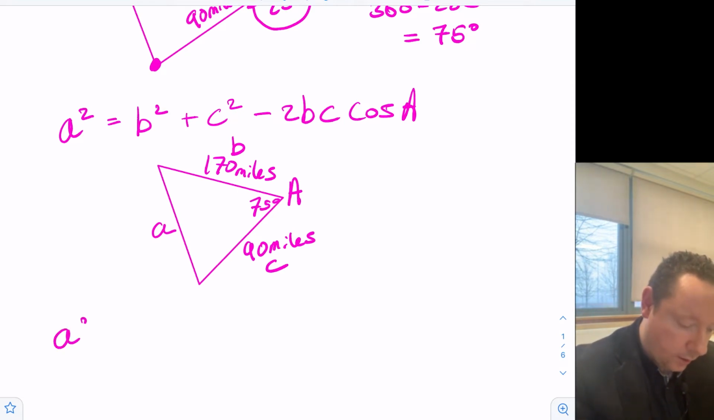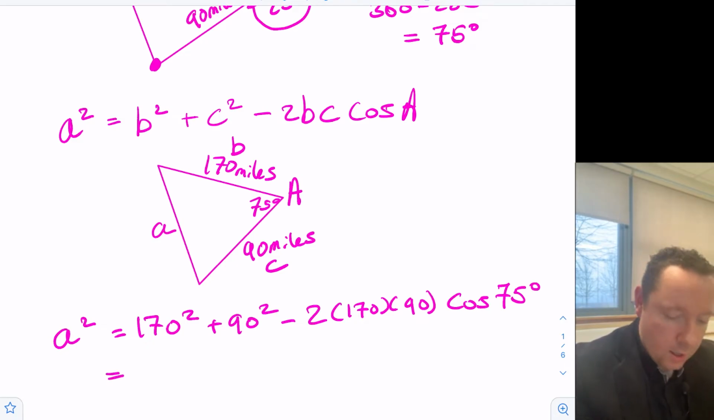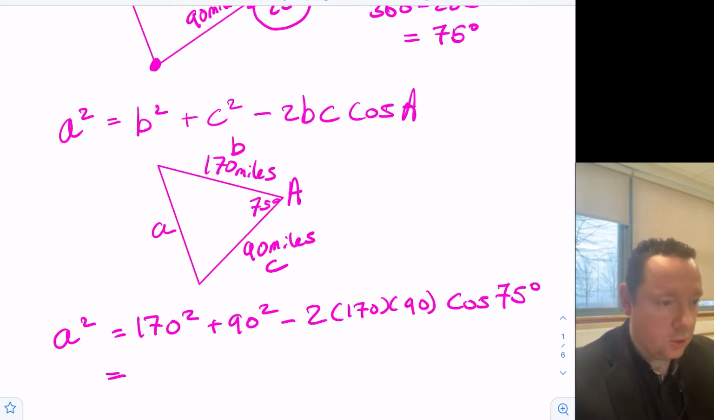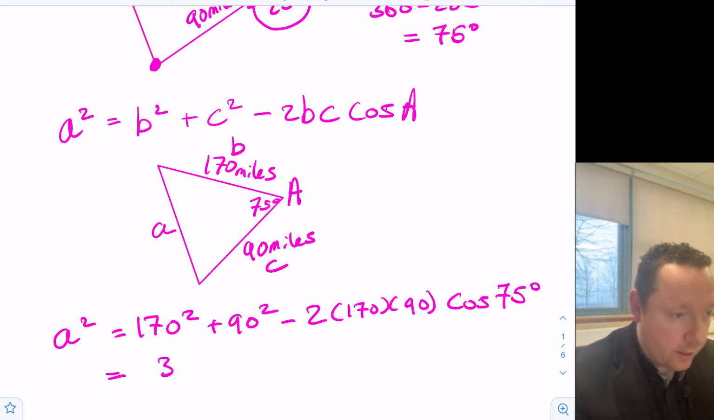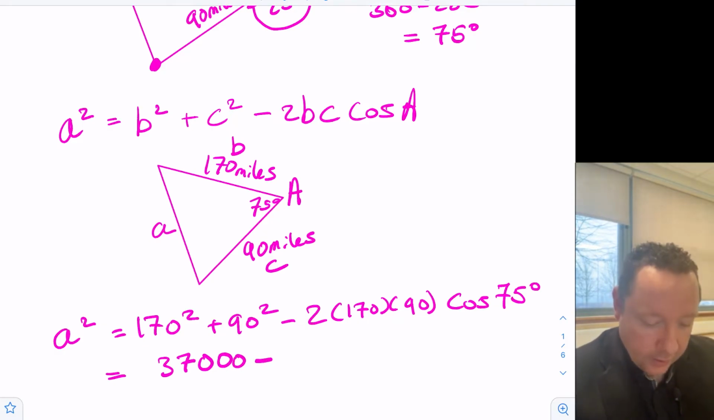So a squared equals 170 squared plus 90 squared minus 2 times 170 times 90 times the cos of 75 degrees. So we need a calculator to work this out. So 170 squared plus 90 squared is 37,000, minus, and then I'll put in my 2 times 170 times 90 times cos 75. And that gives me 7919.862.